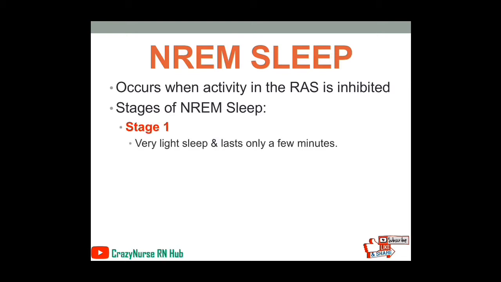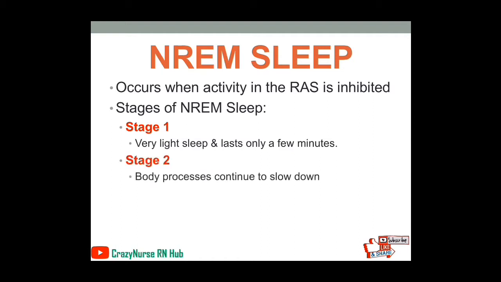For stage 1, it is the stage of very light sleep and lasts only a few minutes. During this stage, the person feels drowsy and relaxed. The eyes roll from side to side and the heart and respiratory rates drop slightly. The sleeper can be readily awakened and may deny that he or she was sleeping. Low voltage brain waves are noted in stage 1.